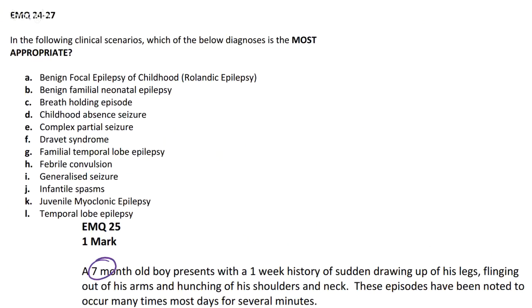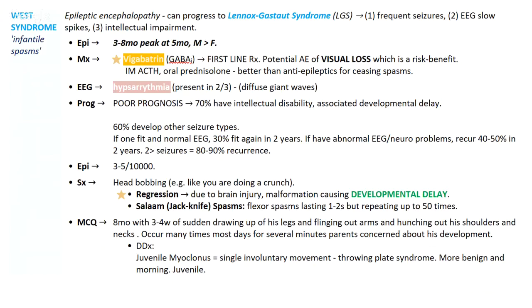Okay, 7-month-old, 1 week history of drawing up of his legs, flinging out his arms. Salaam attacks. Infantile spasms. So this is infantile spasms. Another name for that is West syndrome. So all of the information is here. I highly suggest you go through this because you very easily could get OSCE questions on this. I guess the only thing to point out is vigabatrin. That's what you use. And you need to know these, look at a video, because it is exactly how it sounds. They literally put their arms out like this.